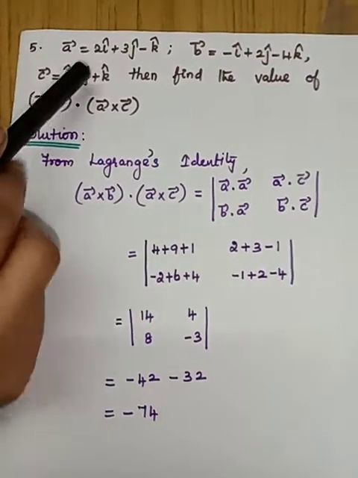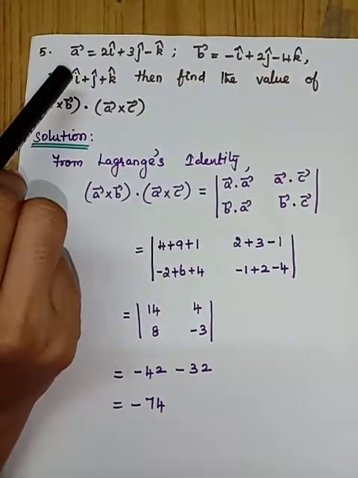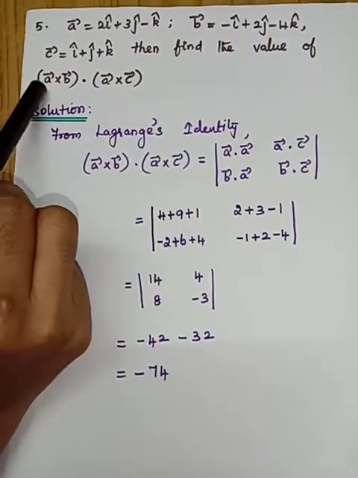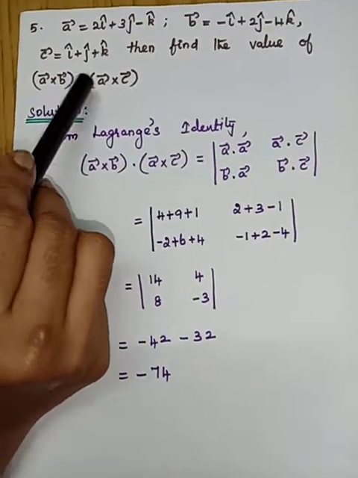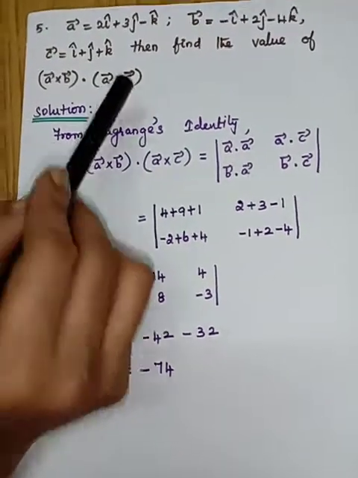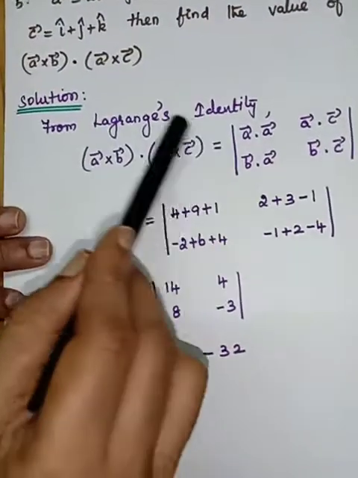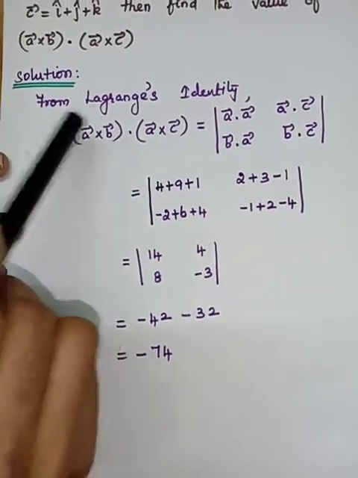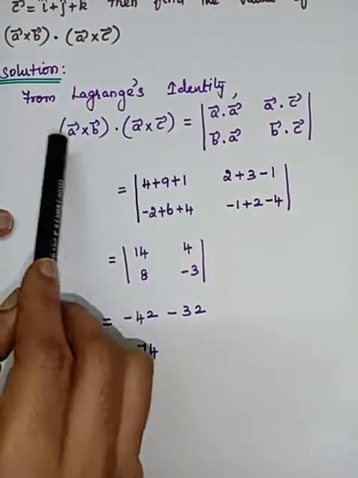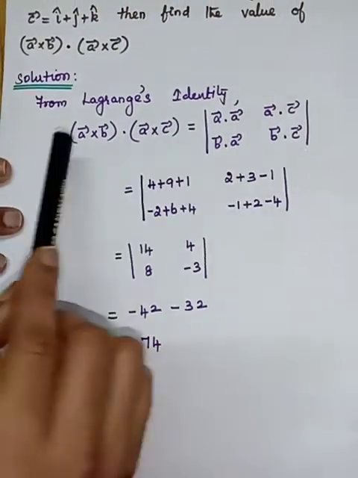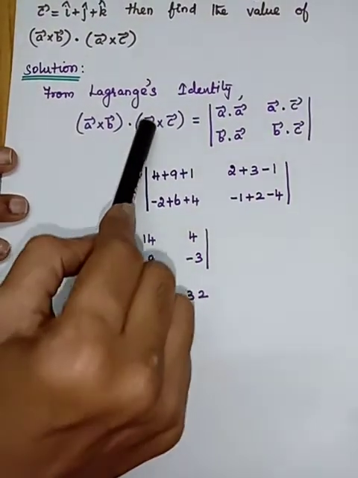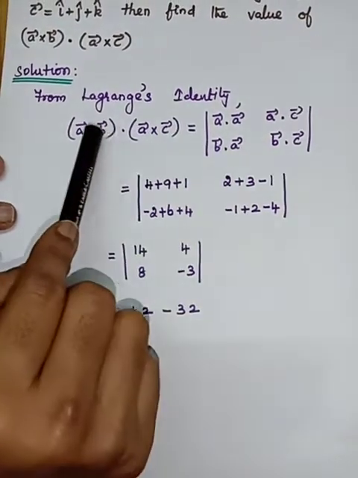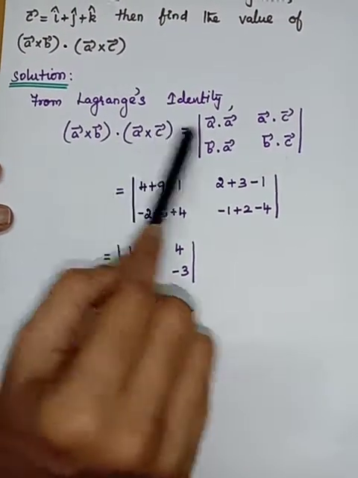Fifth problem, A vector, B vector, C vector. Then find the value of A vector cross B vector dot A vector cross C vector. So see that here how many vectors? 4 vectors. In between you are having dot. So using Lagrange's identity, how will it be written? It is a determinant A dot A, then A dot C, next row B dot A, B dot C.